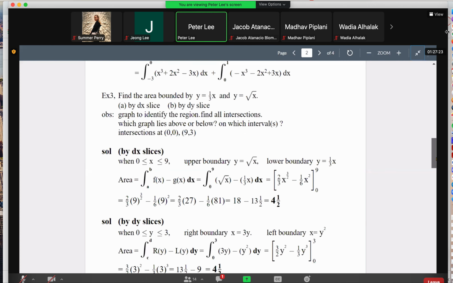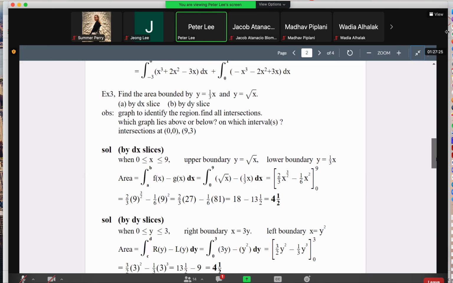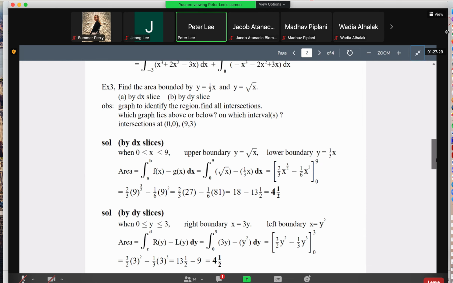And example 3 is kind of interesting because now we will get into the two directions of slicing. Okay? So let's look at this. Example 3, find the area bounded by y equals 1/3 x and y equals the square root of x. Of course, when you go to decimals, you can graph those two, and then you can easily get the intersection. But here, of course, we only do things officially. Everything must be done algebraically. So here, the first thing, let's graph it and try to understand what this region is.